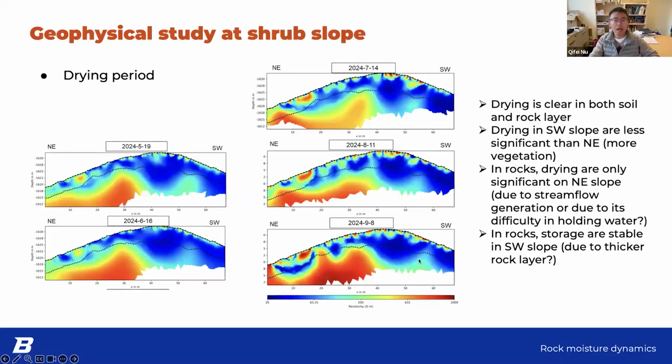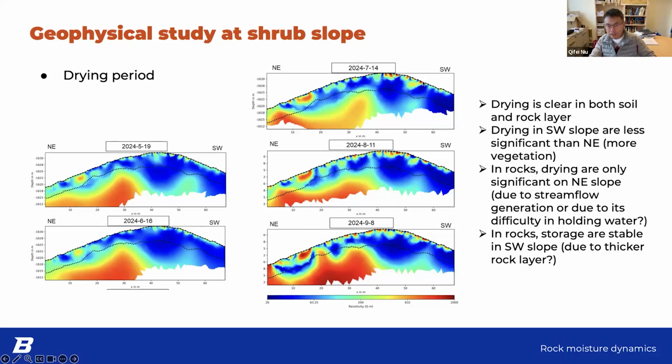So for this one, the drying period is very clear in both soil and rock layer compared to the wetting period. The wetting period is only obvious in the rock layer, but for the drying period, it's clear for both soil layer and rock layer. But the drying southwest slope, for example, is on this side.